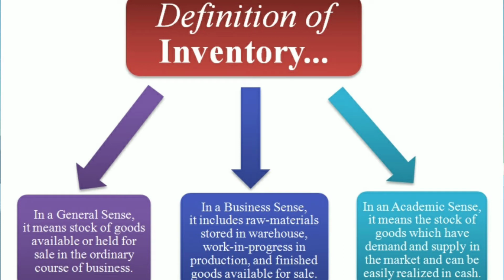Now in an academic sense, it means the stock of goods which have demand and supply in the market and can be easily realized in cash. Now types of inventories are raw material, components, work in progress and finished goods. So you are coming across the concept and the types of inventory, which include raw material, work in progress, and finished goods.